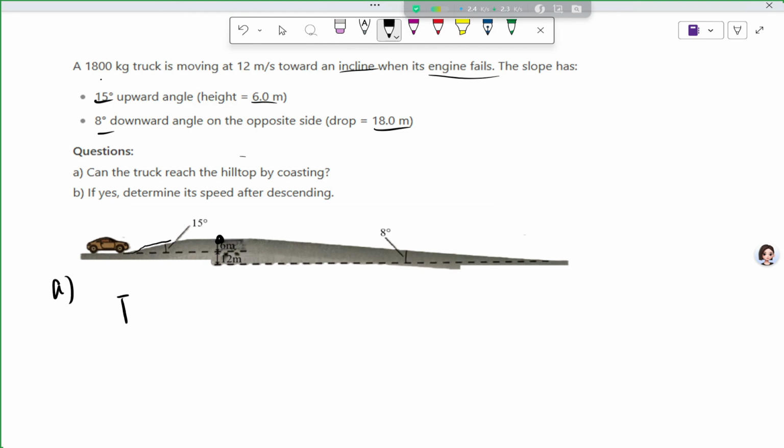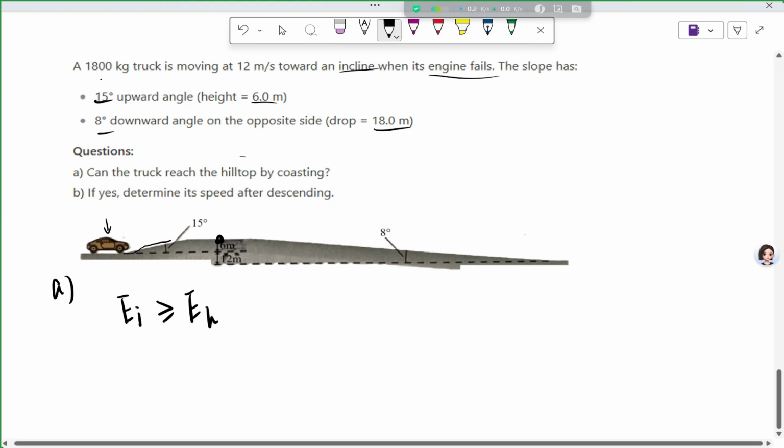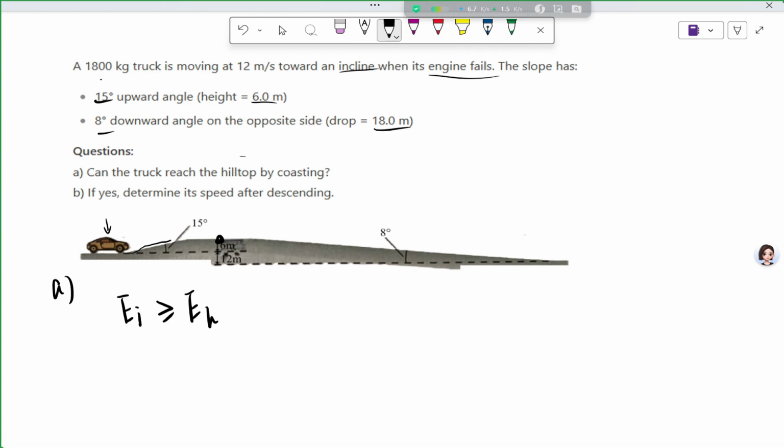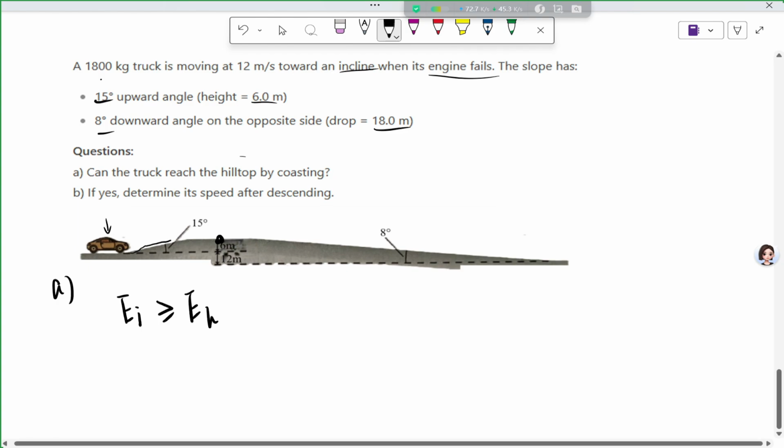Which means the initial state of energy, as soon as the car loses its engine, the energy it has must be bigger than or equal to the energy it has at its final state. Well, actually, the energy it has when it reaches the hilltop, EH here. Because if the energy initially is less than the energy the car has on the hilltop, it will actually slide down from the slope, which means it cannot reach the hilltop.